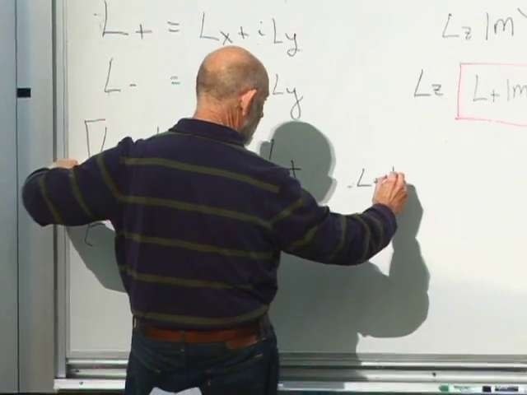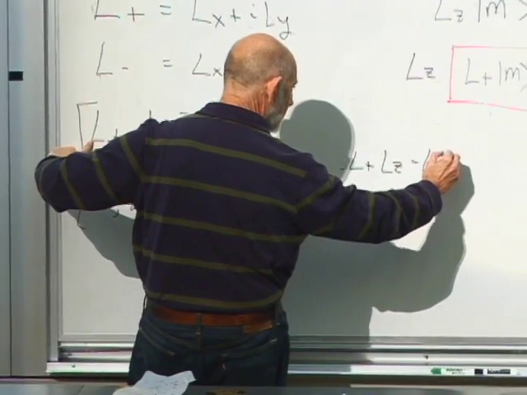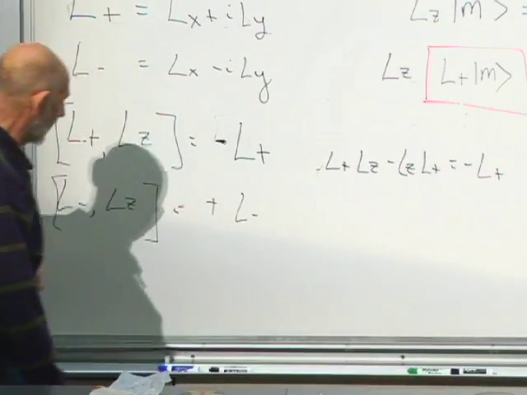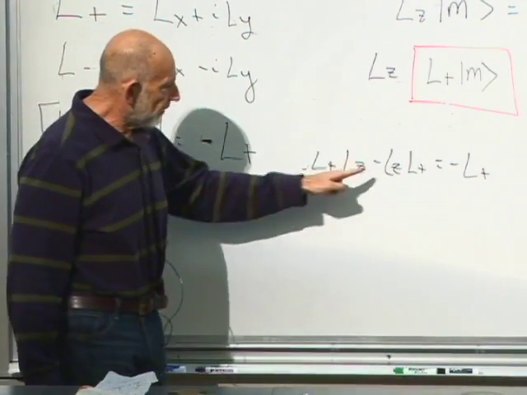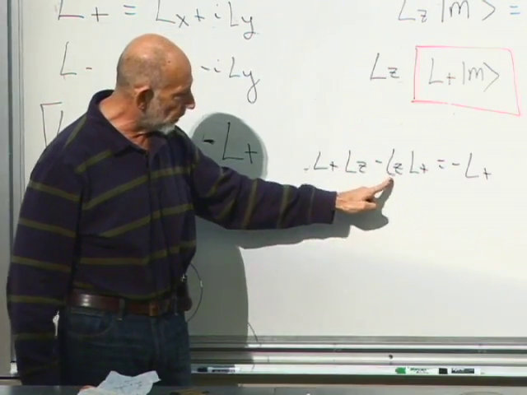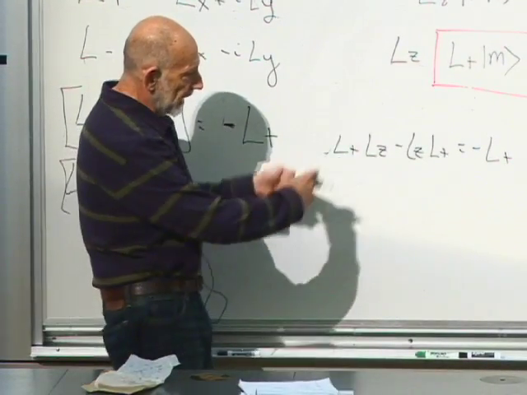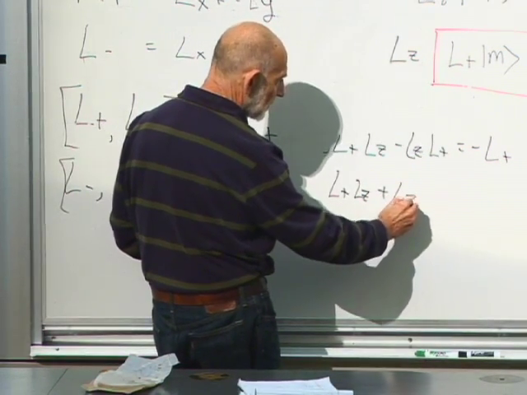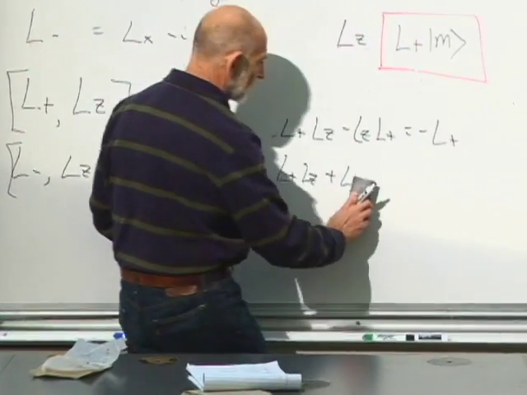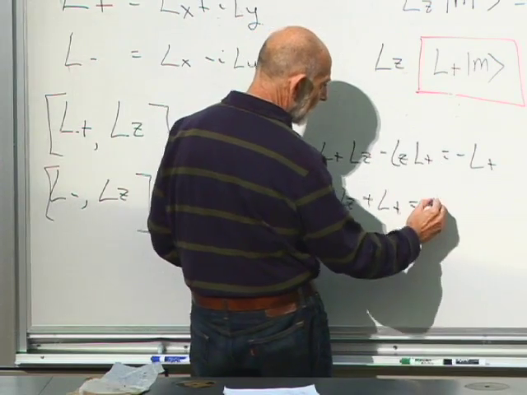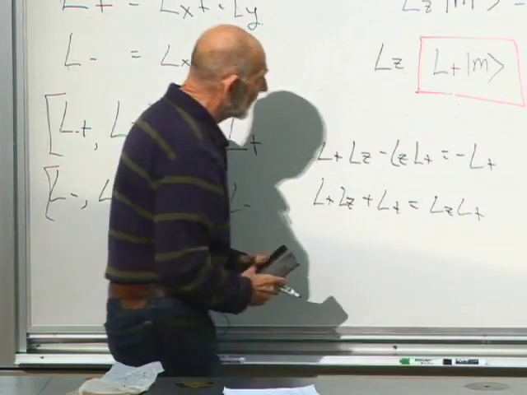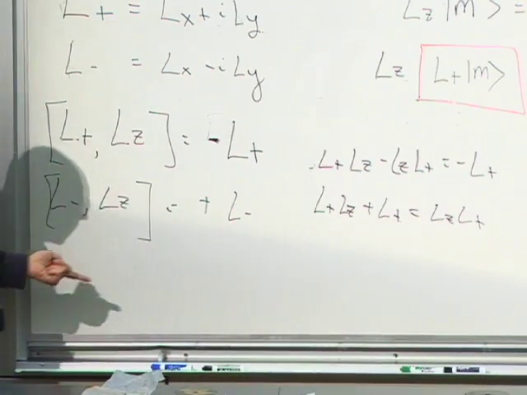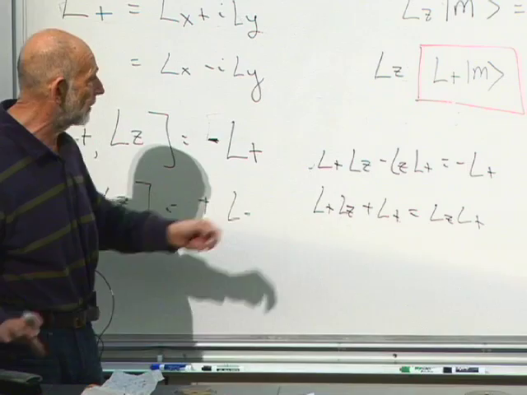It means L plus LZ minus LZ L plus equals minus L plus. I've just written it out by hand in excruciating detail. The thing that I'm interested in here, the thing that came up here, was LZ times L plus. So let's put that on one side of the equation and write that this is L plus LZ plus L plus, equals LZ L plus. That's what I want, LZ L plus, with LZ on the left, L plus on the right. Okay? And here I have it on the left side of the equation. We'll see, is it useful? We're going to find out if it is useful.